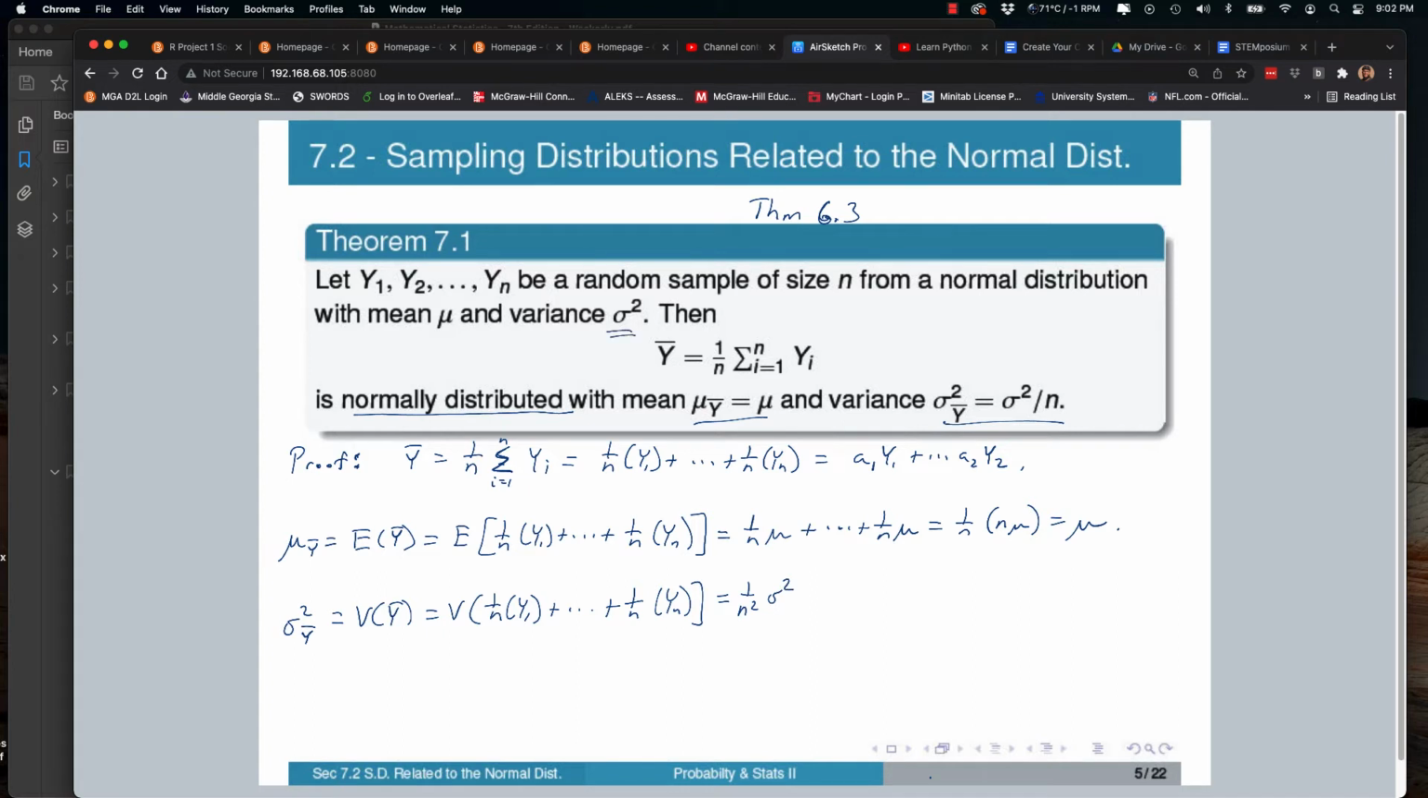And that happens because this is normal, plus dot dot dot plus 1 over n squared times sigma squared, which just equals 1 over n squared, constant, times n times sigma squared, which just equals sigma squared over n. Therefore, that proves that as well. So obviously they're normally distributed because we could write them that way, and that's kind of a little short proof to show that that indeed works out, and they actually equal those values. So that's pretty cool.